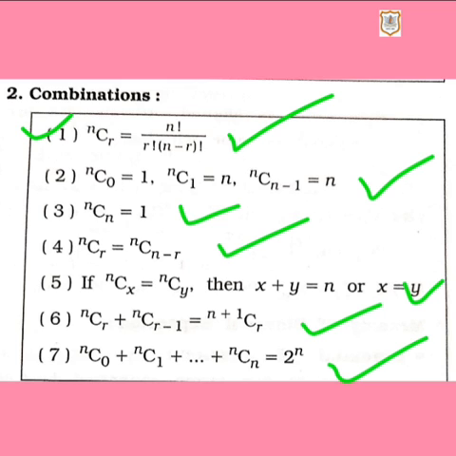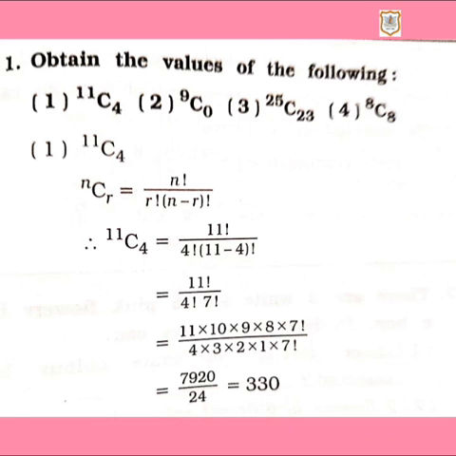So let's solve the sums, starting with exercise 6.2 of your textbook, question number 1. We'll be using this first result for the sums. Let's begin. The first question is, obtain the values of the following. First sum is 11C4, second is 9C0, third 25C23, fourth 8C8.